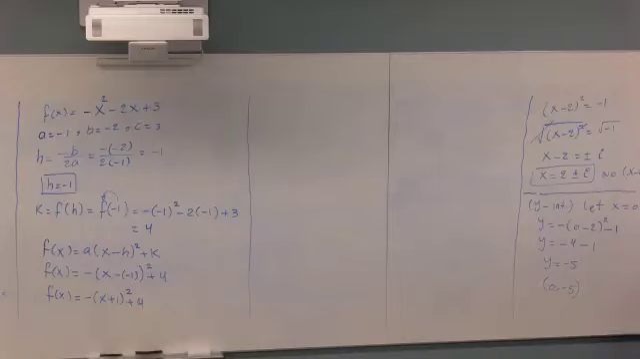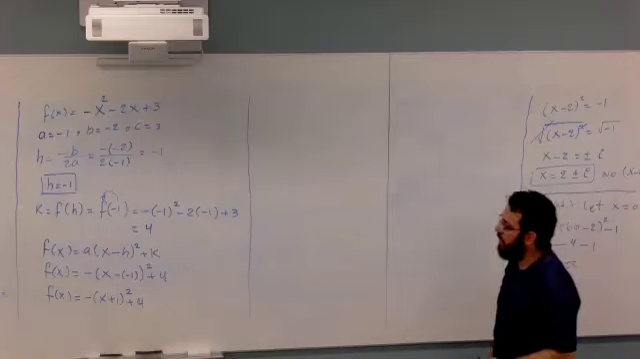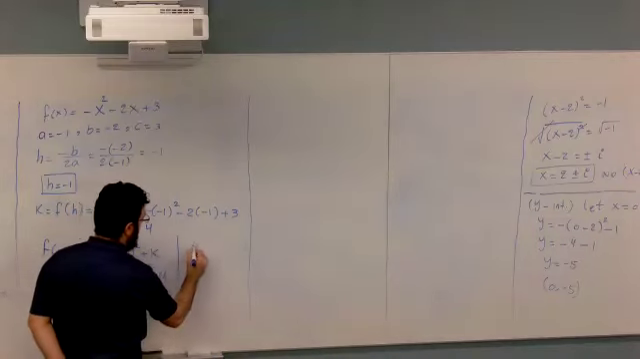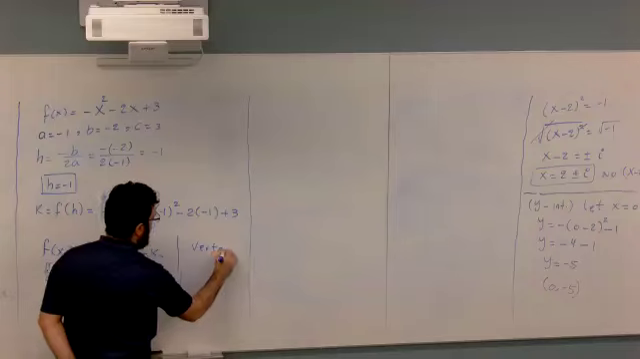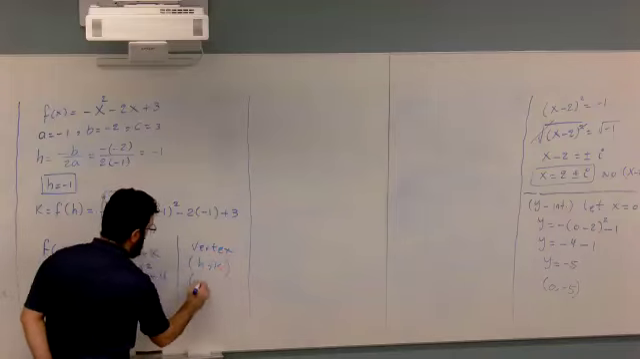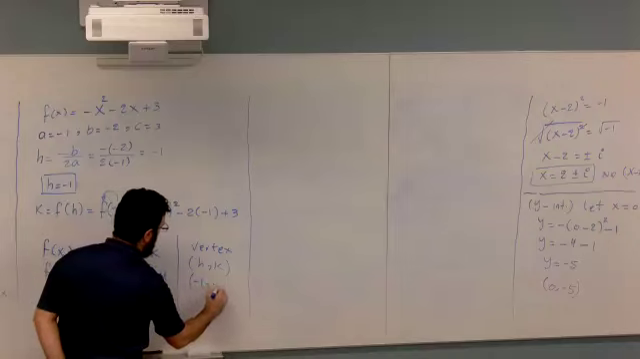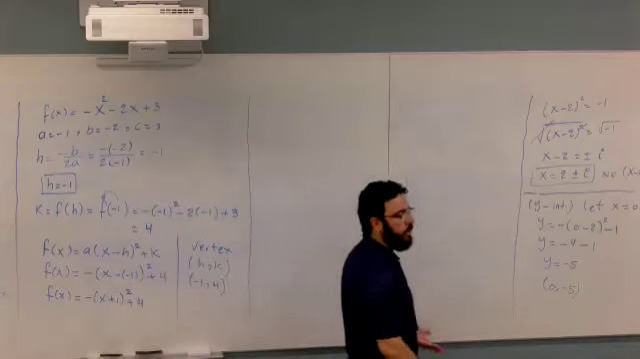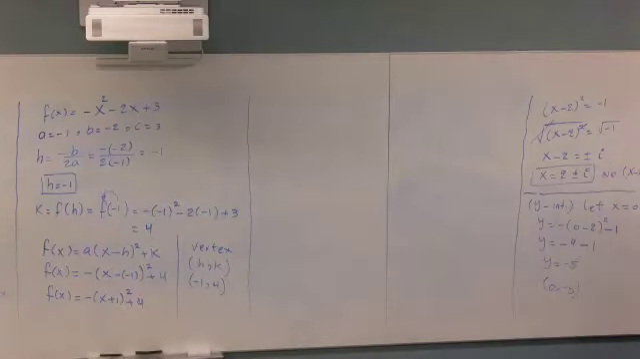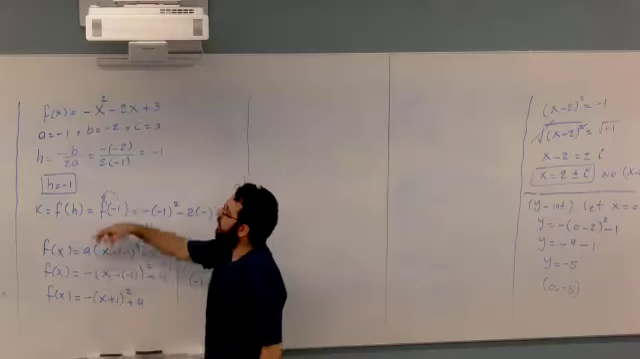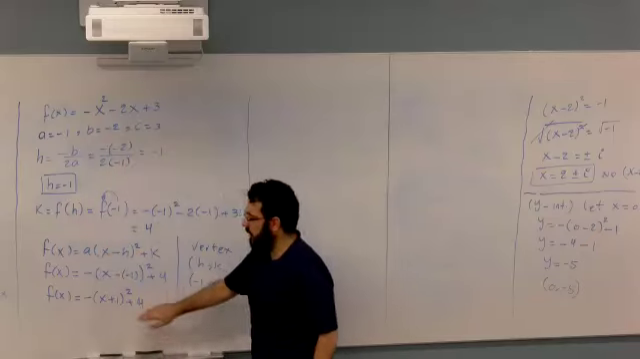Now, next step. How much is the vertex point? Let's write it down here. Vertex is (h, k). This means (-1, 4). They ask you to graph it, so we're going to find the x-intercept and y-intercept. And in this case, it's up to you. You can use this formula or that formula, it's up to you. Let's use the vertex form.